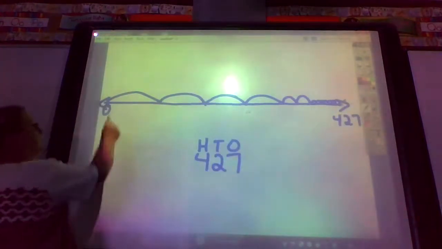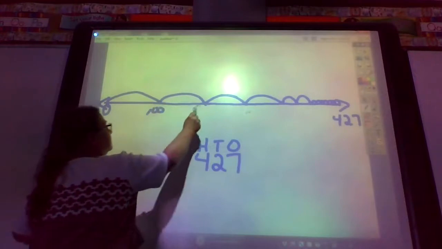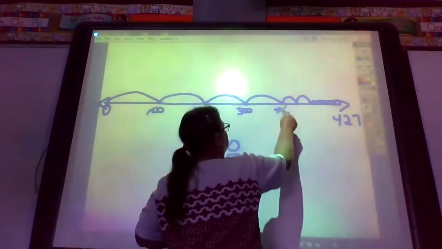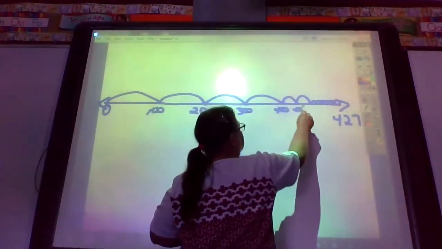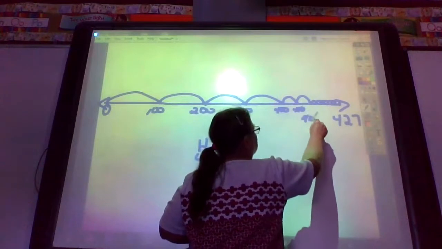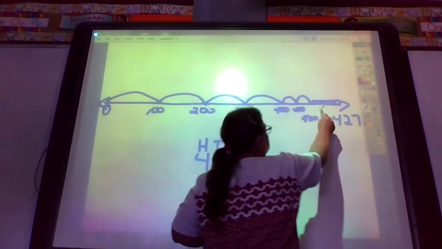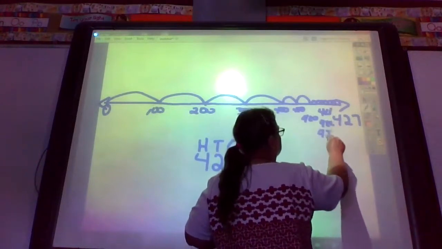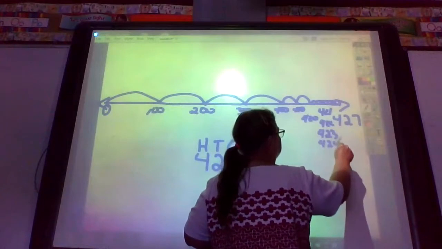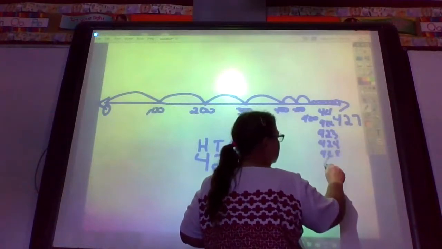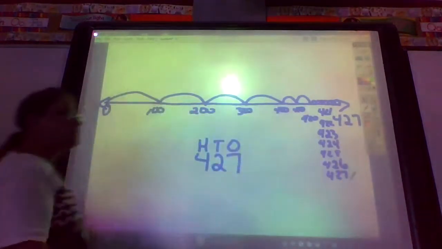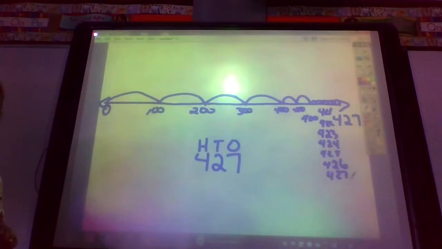I can label this. This would be 100, 200, 300, 400. This would be 410, 420, and then 421, 422, 423, 424, 425, 426, 427. I made my numbers come down because there's not enough room to write them there. So those are my hops on a number line.